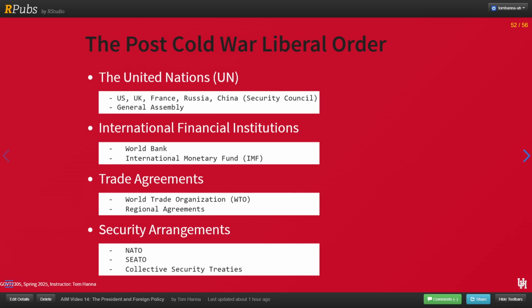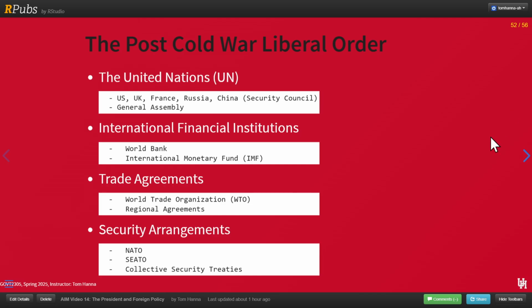Trade agreements, starting with the General Agreement on Tariffs and Trade, the GATT, which eventually evolved into the World Trade Organization, and regional agreements to expand free trade. And then we also entered into security arrangements, the North Atlantic Treaty Organization, the Southeast Asia Treaty Organization, and other collective security agreements with other countries.